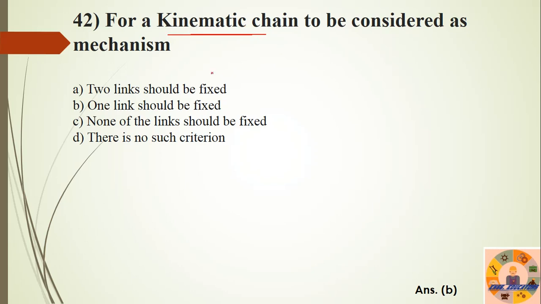The options are: option A, two links should be fixed. Option B is one link should be fixed. Option C, none of the link should be fixed, and option D, there is no such criterion. So the right option will be the option B, one link should be fixed. We also know that the mechanism, it's a kinematic chain in which one link is fixed.